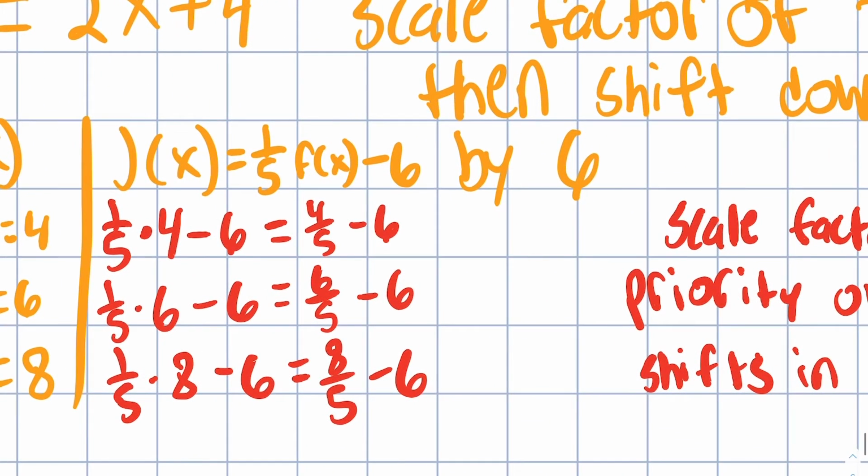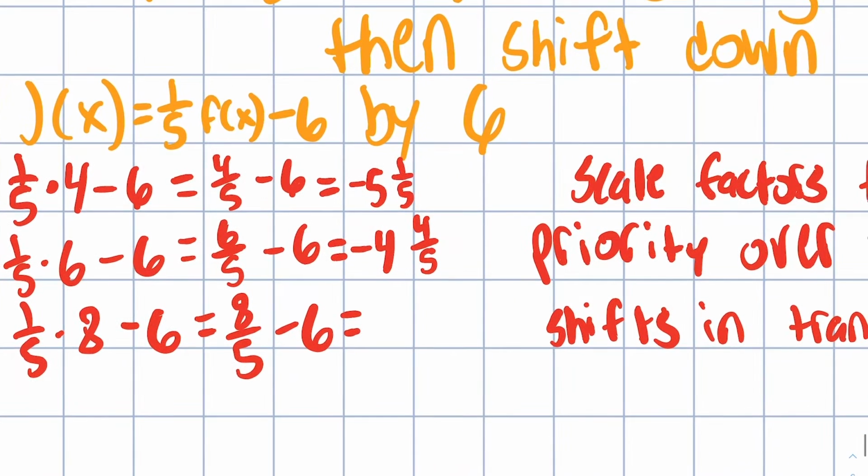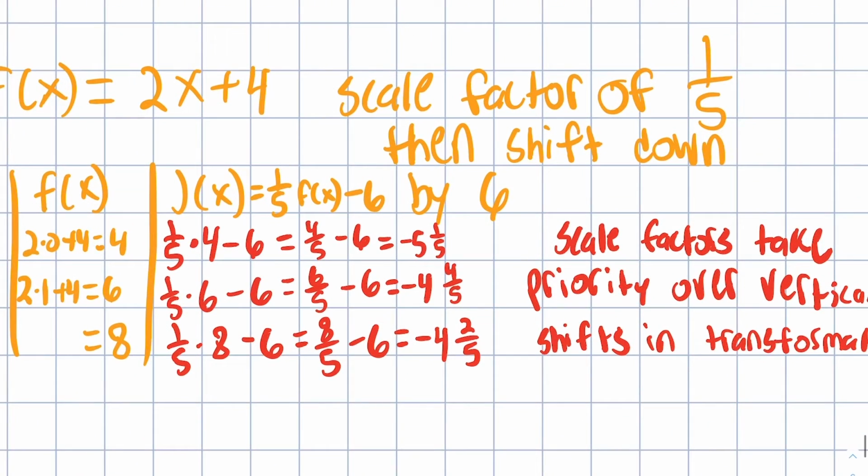Now let's get the actual answer. 4/5 minus 6 is going to be -5 and a fifth. 6/5 minus 6 is going to be -4 and 4/5. In this last one, 8/5 minus 6 is going to be -4 and 2/5. How I got those quickly is I actually just did the -6 and then I added that other number to that negative number.